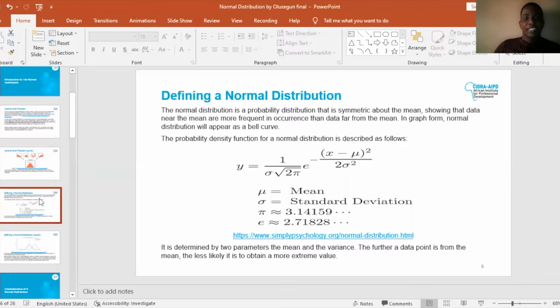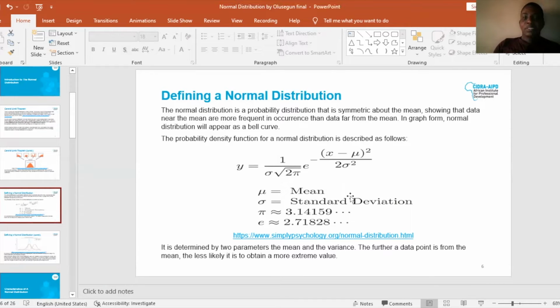Now we define a normal distribution. The normal distribution is a probability distribution that is symmetric about the mean, showing that values near the mean are more frequent in occurrence than data far from the mean. In graph form, normal distribution will appear as a bell curve.